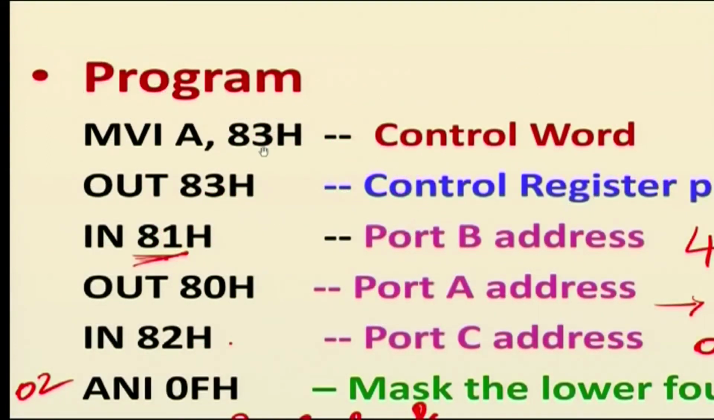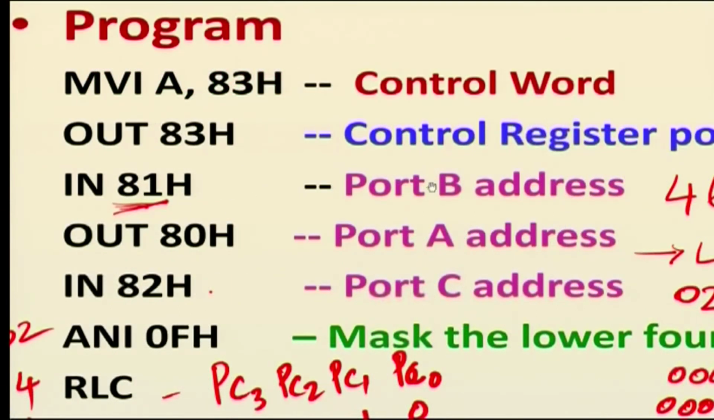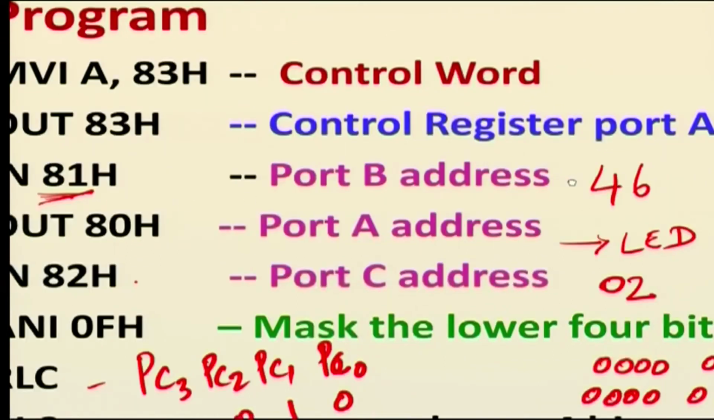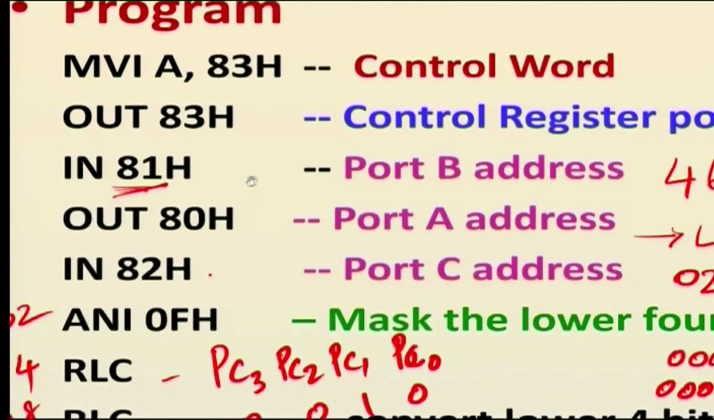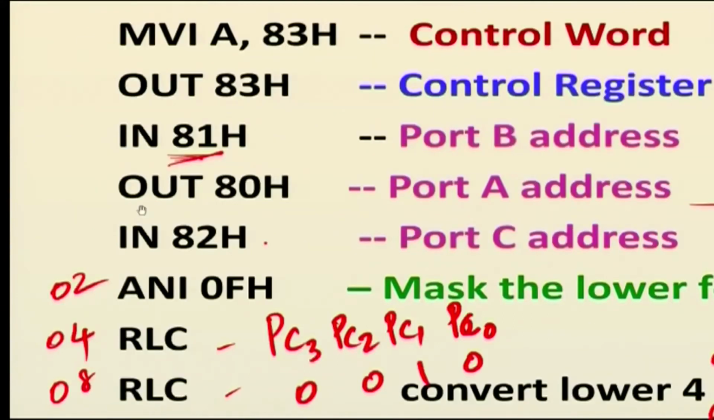So, first based on the control word we have to initialize. The word 83 represents group A as output, group B as input in mode 0. Then we have to write the value to the control register. Then I am reading the data, where we have assumed the input is 46. 46 is read from port B by using the IN instruction, then it is transferred to the LEDs which are connected to port A. So, I have used the OUT 80 instruction. So, the 46 from port B is transferred to port A, to the LEDs.